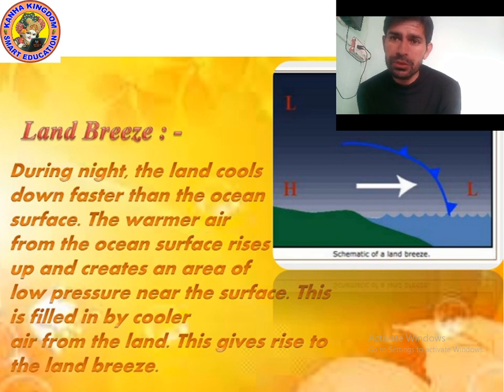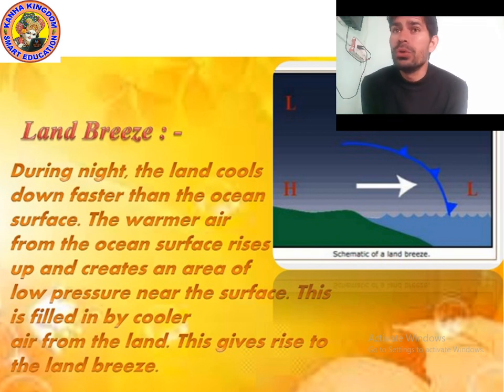During the day what happens? During the day, land gets heated up because of sunlight, and the air warms up and rises up, and it creates a low pressure area, so the cool air from the ocean surface comes there to fill the low pressure zone. But during the night, just the opposite happens.